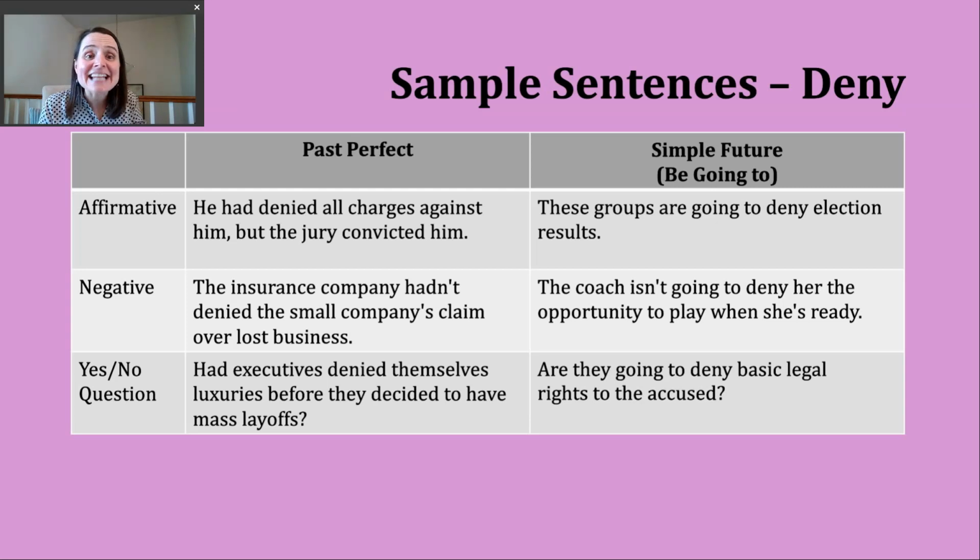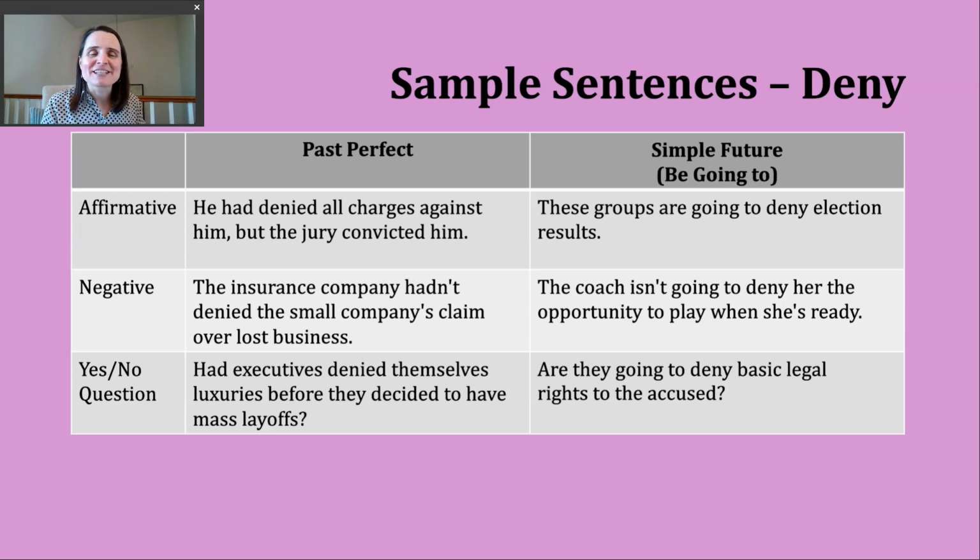He had denied all charges against him, but the jury convicted him. Okay? So in this sentence, we have a person going, no, I didn't break the law. I didn't do something bad, right? This action occurs before the action where the jury convicts or finds a person to be guilty of breaking the law. Okay. Let's look at another example.